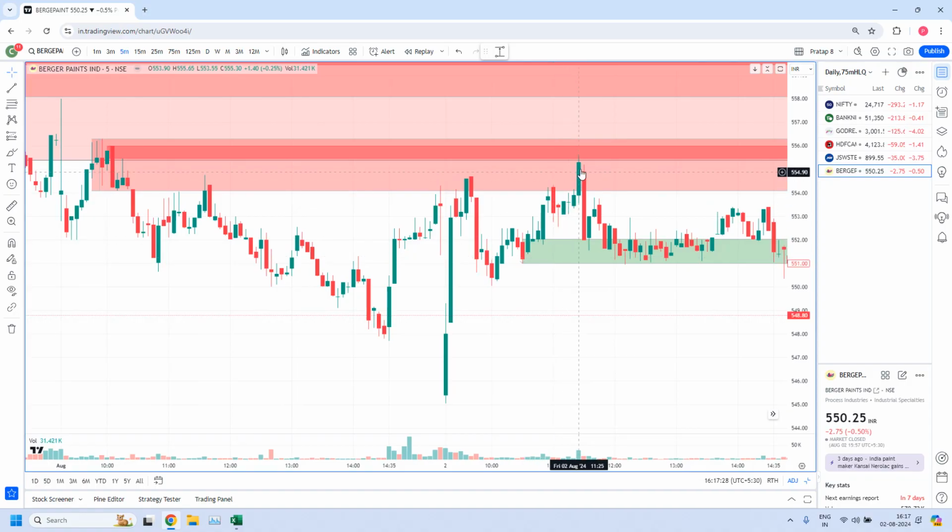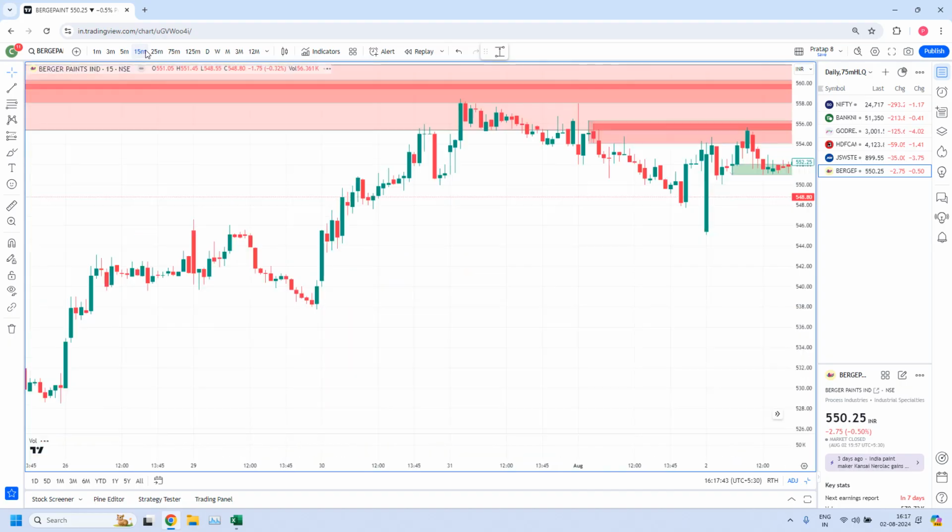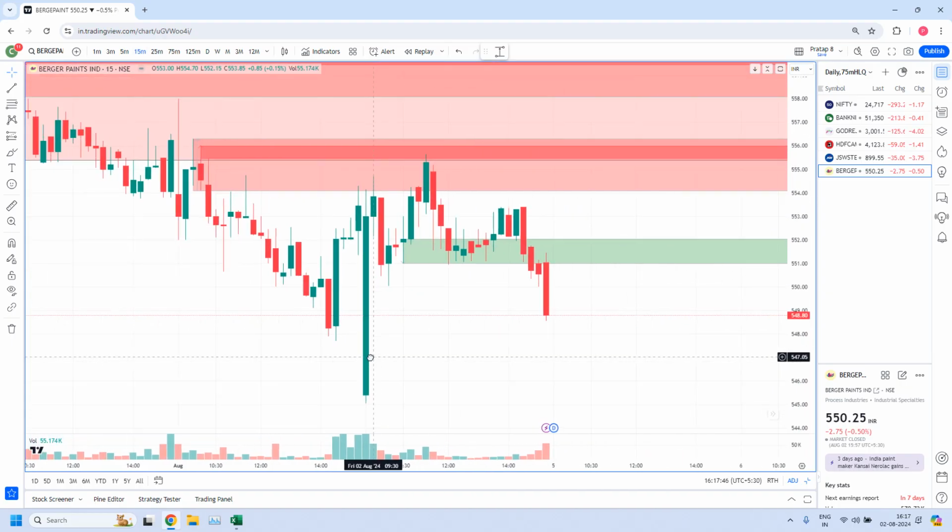See today what happened? Prices entered into the zone and came down. Exactly, we got the trade. We got the trade at the 11:25 candle, and the next candle it reached the target. How fast it came down. Let me show you in the 15 minute time frame. The target.